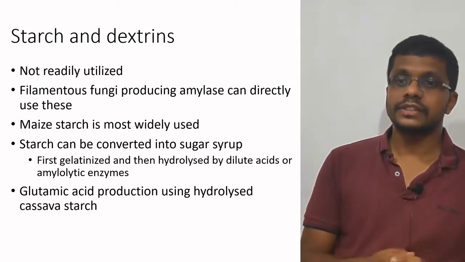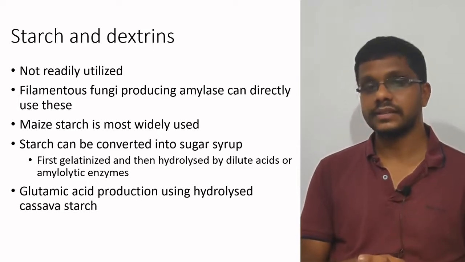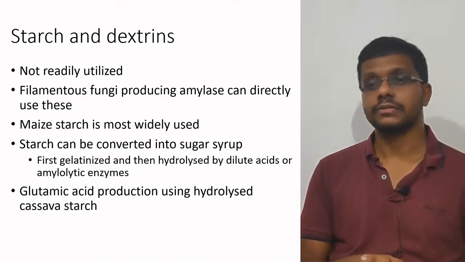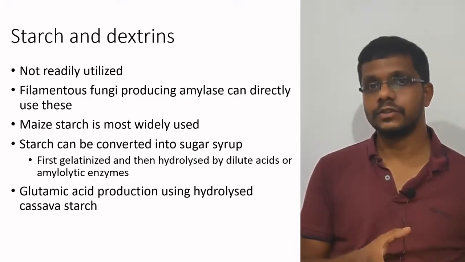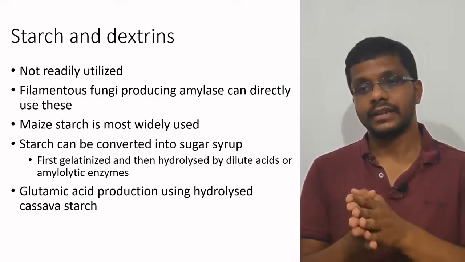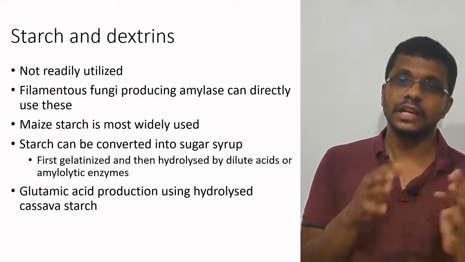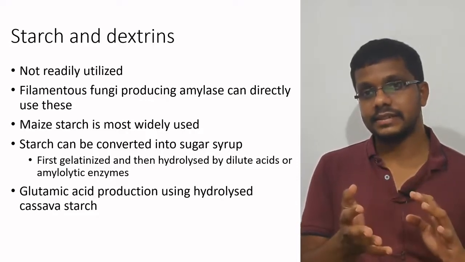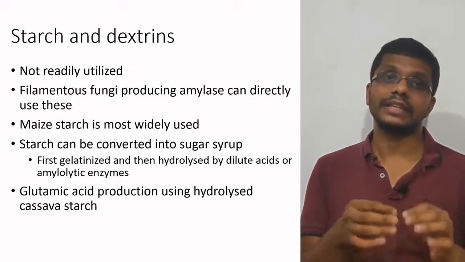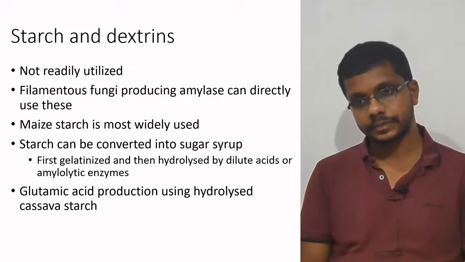And the most widely used starch is maize starch. In some cases, instead of using starch directly, we take the starch as a carbon source and convert it into sugar. The conversion of starch into sugar is a two-step process. First we go for gelatinization. After gelatinization, starch is degraded either using dilute acids or enzymes to get monosaccharides and disaccharides.